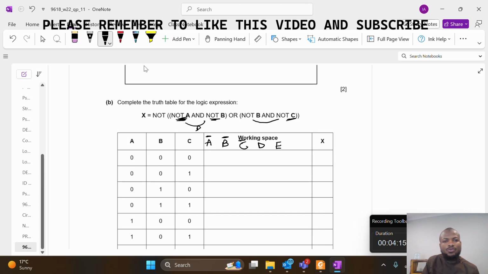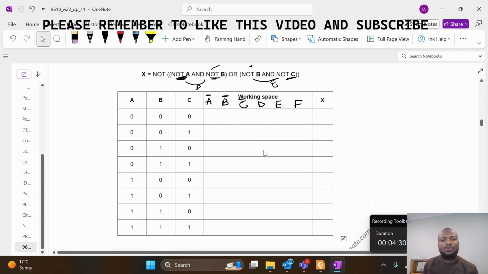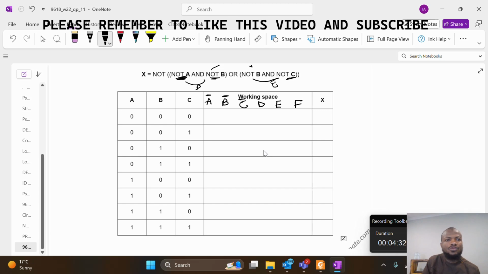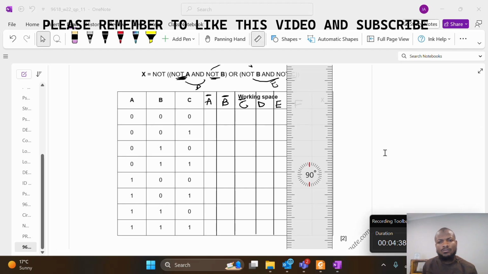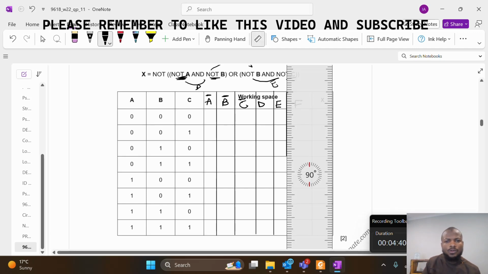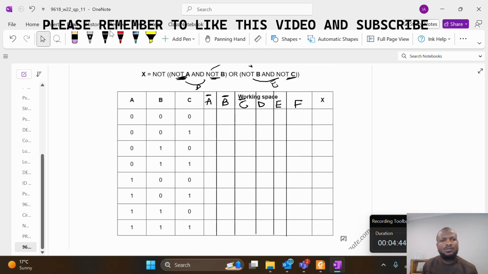Then this output which is D, this output which is E, then the OR, that is D or E, you can call this F. So that not F becomes the output. Is this understood? So you can also do it this way to make your work easier. Then you draw your line. Okay, so let me take my ruler to draw the line. Now you draw your line neatly to make your work easier.